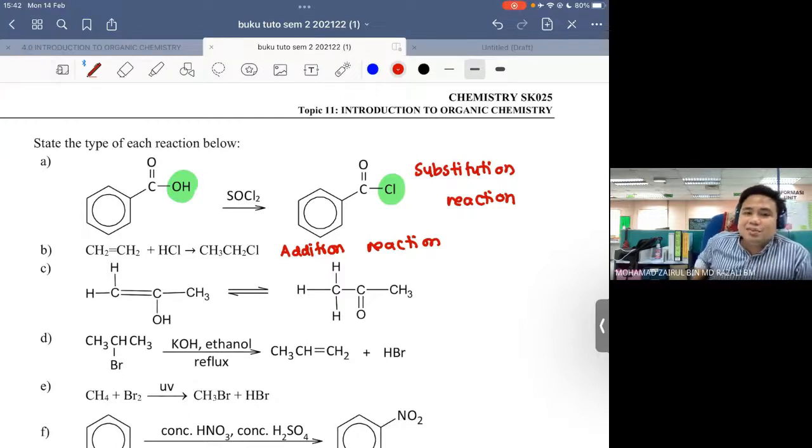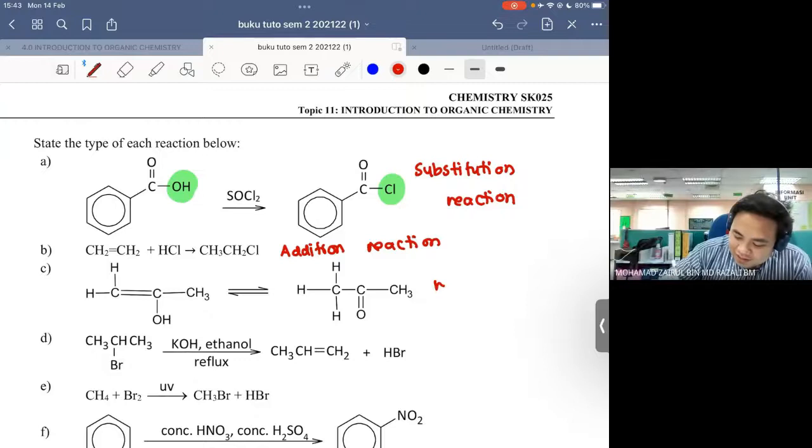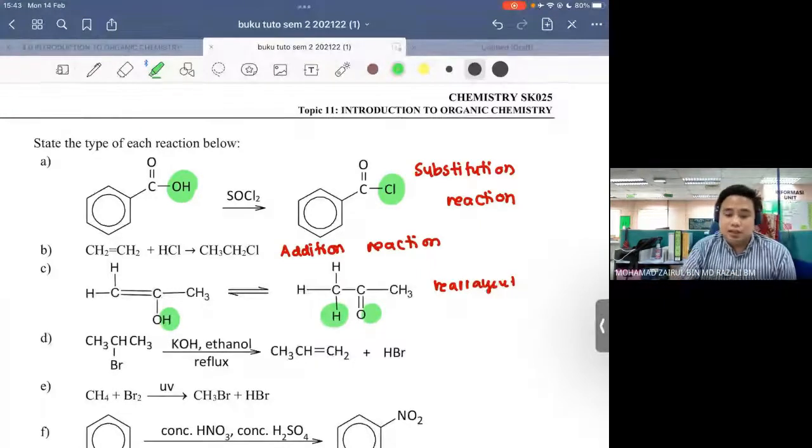Bilangan bond dia sama tak? Rearrangement, sir. Rearrangement. Yes, betul, dia adalah rearrangement. Sebab awak tengok, asal dia kita ada satu hidrogen dekat oksigen. Dan dah tak ada hidrogen dah. Dan hidrogen tu berpindah dekat this carbon. Dan awak tengok bonding dia sama. So dia adalah rearrangement. Yang D?